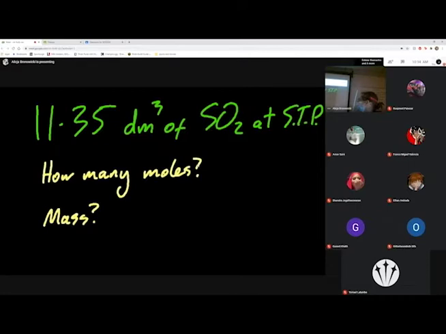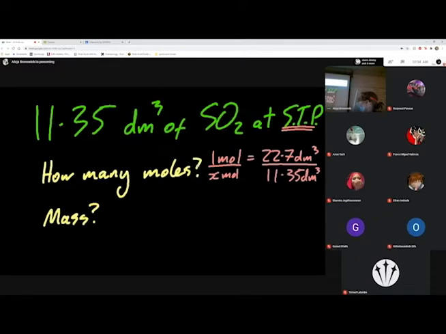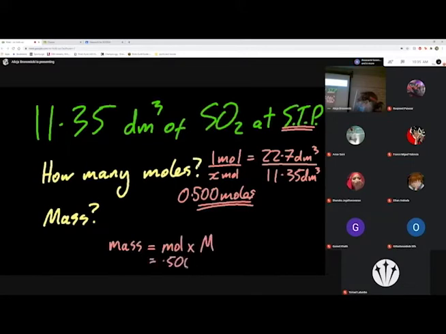If 1 mole is 22.7 decimeters cubed, how many moles is 11.35? Half a mole. What's the mass? It's just simply working out the mass of half a mole of sulfur dioxide. So using the equation, mass is moles times molar mass. That gives me 32 grams.